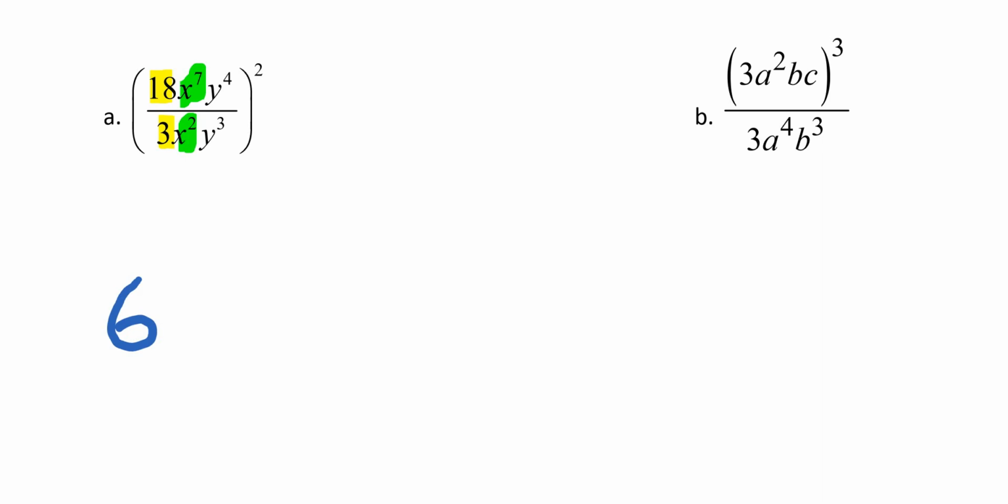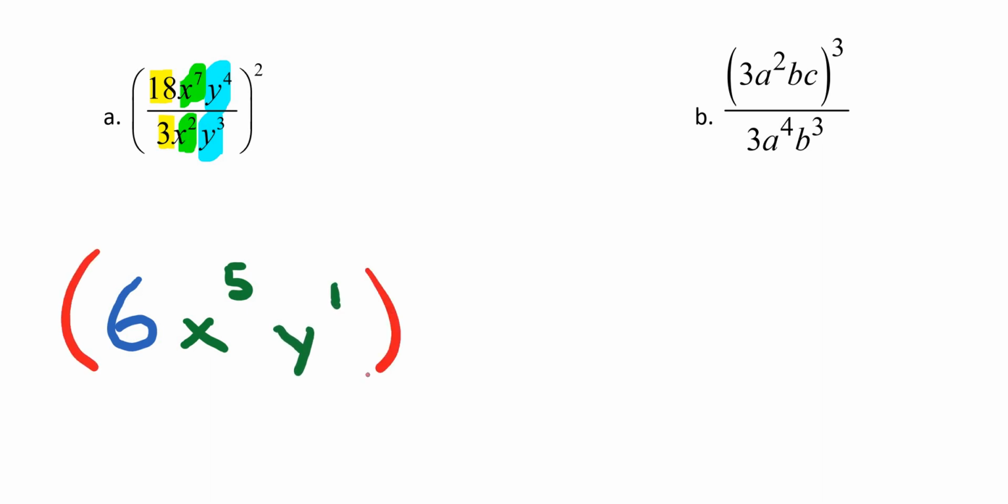So what's 7 minus 2? Well, 7 minus 2 is going to be 5, so x to the power 5. And after that, there's a y to the power of 4 divided by y to the power 3. If the bases are the same, and if you're dividing, you subtract the powers. So 4 minus 3 is going to be 1, so y to the power 1. Okay, and after that, you have this outside 2 that's still hanging around.